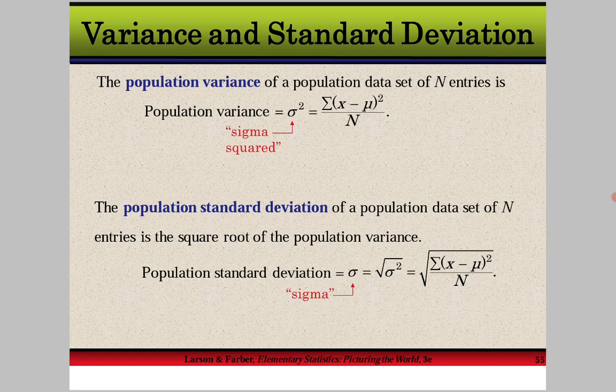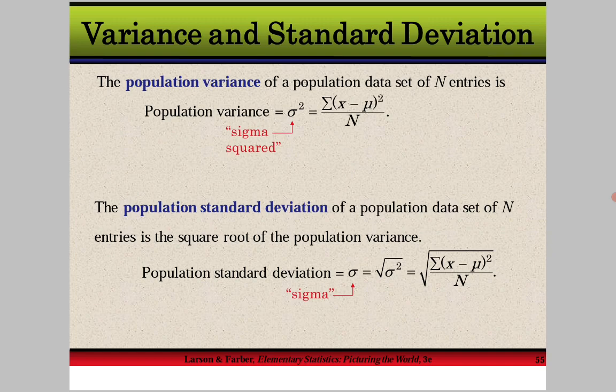Sigma x minus mu whole square means the sum of the squares of the differences between the data items and the mean. Divided by the number of data items, this is called the variance. So sigma square is equal to sigma x minus mu whole square by capital N.